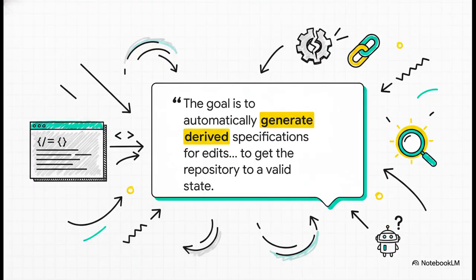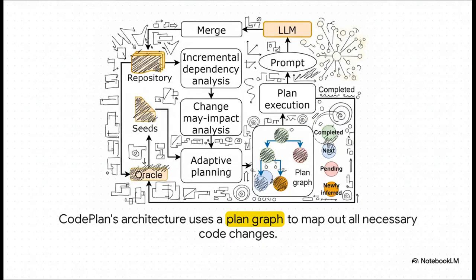This quote from a research paper on a system called CodePlan really nails the challenge here. You know how it is? You change one little thing and suddenly 5 other things break. The goal is to figure out all those follow-on edits you need to make across the code base to get it back into a valid state. A truly smart agent needs to predict those ripple effects automatically. And this is how CodePlan pulls it off.